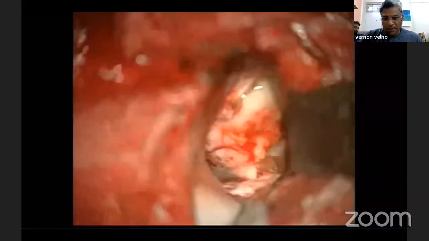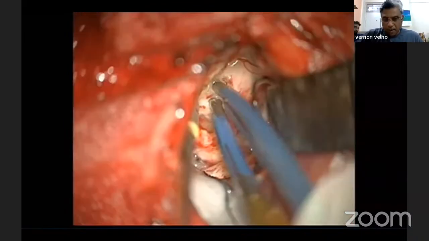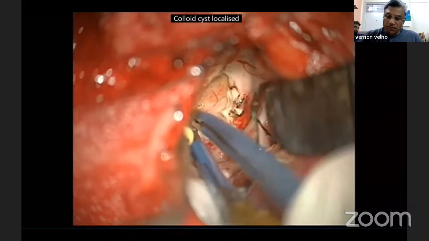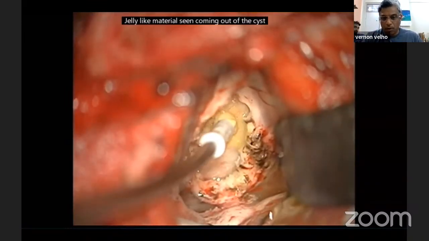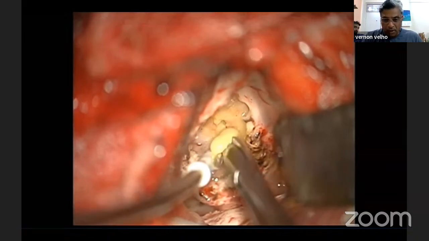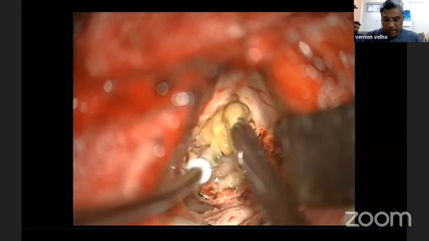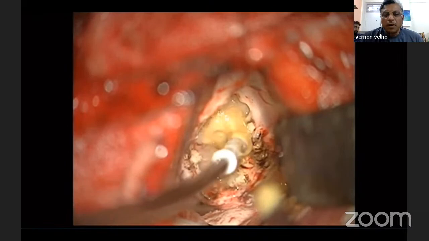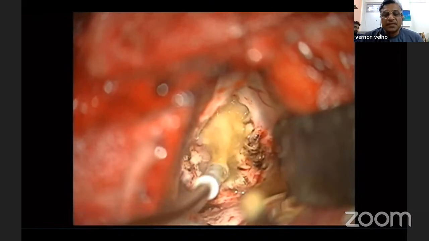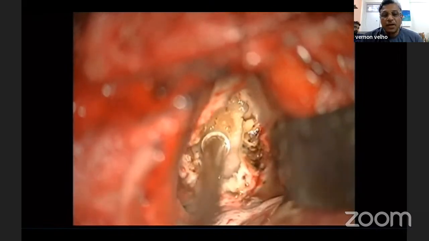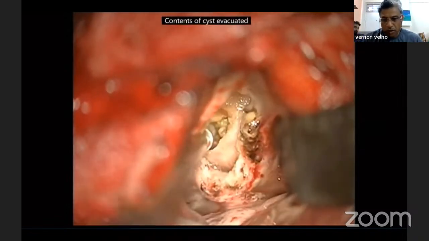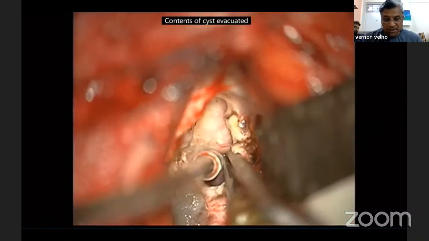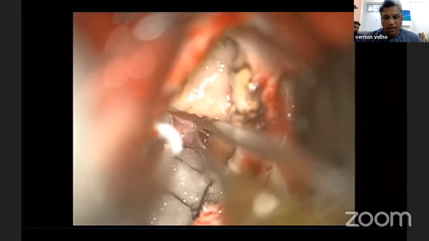I'll show you what happens when there is a retractor around, because the retractor is a major cause of damage to the veins. You tend to retract more and more, and one vein gives way, and then all hell breaks loose. If you see this, it is almost like pus. It is thick. When the colloid cyst is thin, endoscopy is going to work. But when it is thick like this, you're going to have a lot of struggle.